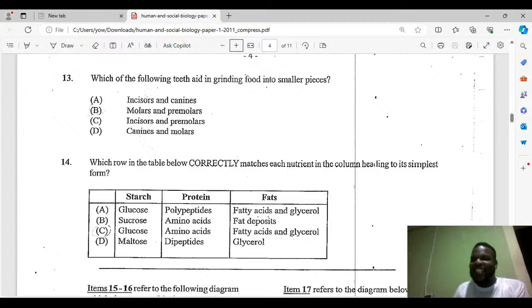How much fatty acid and how much glycerol?